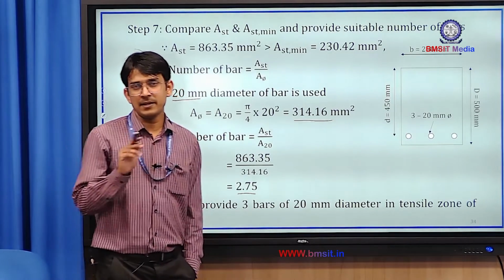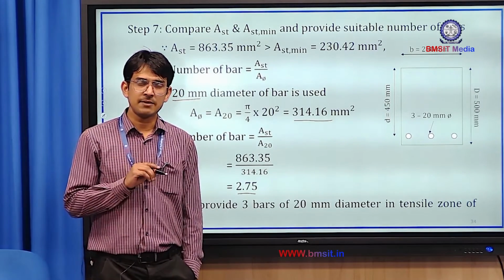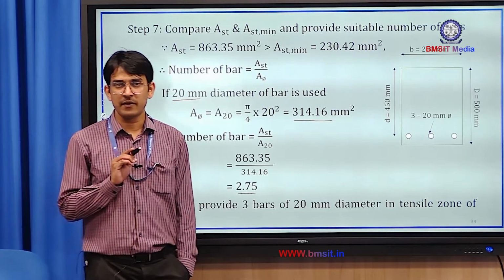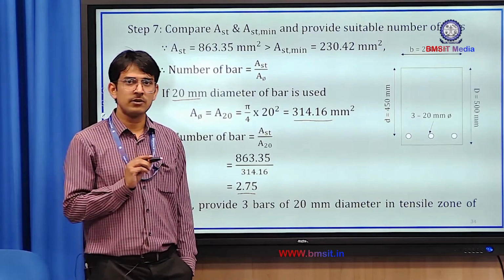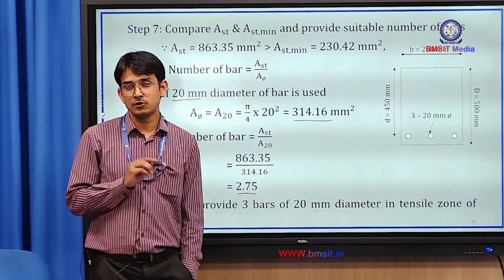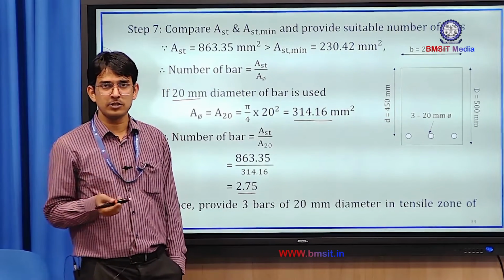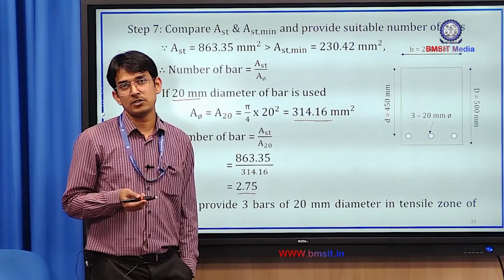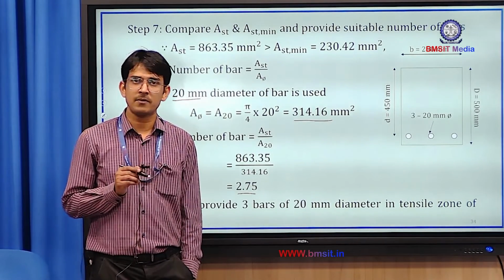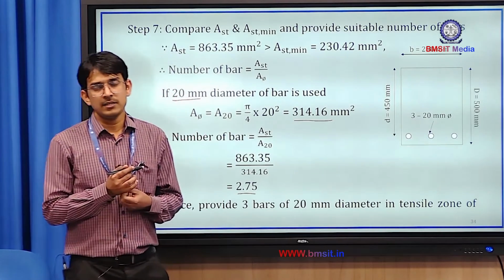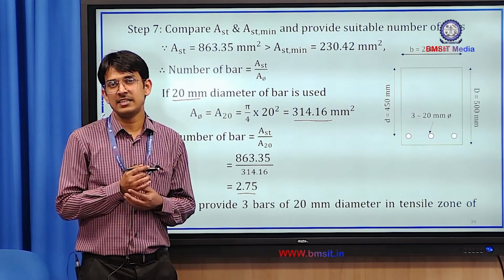So again I will repeat, in the first step we calculate Mu by assuming the values of b and d. In the second step we calculate the limiting moment resistance factor Ru, and by using Mu and Ru we calculate the d required. Then we compare the assumed value and the required value. If the assumed value is higher than the required value, then we can proceed to the next step. If the value is not higher, then we again have to repeat steps 1, 2, 3, till d required is lesser than d provided.